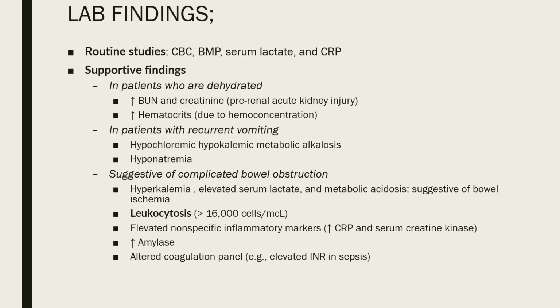For your supportive findings, you're going to have a patient who's dehydrated, with increased blood urea nitrogen and creatinine, which is going to indicate prerenal acute kidney injury. You're going to have increased hematocrit. In a patient with recurrent vomiting, these are all things we've already explained: hypochloremic, hypokalemic metabolic alkalosis, and hyponatremia.